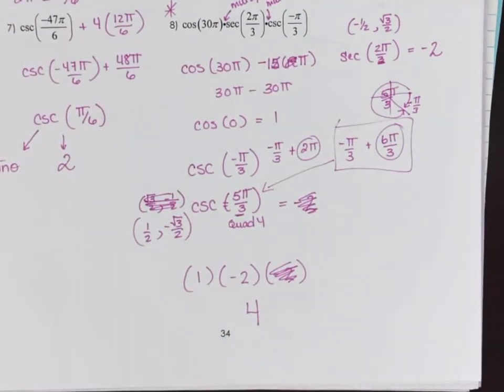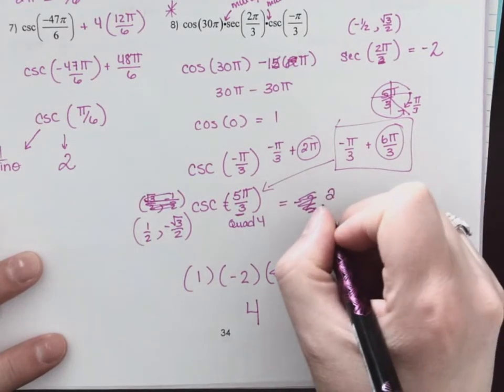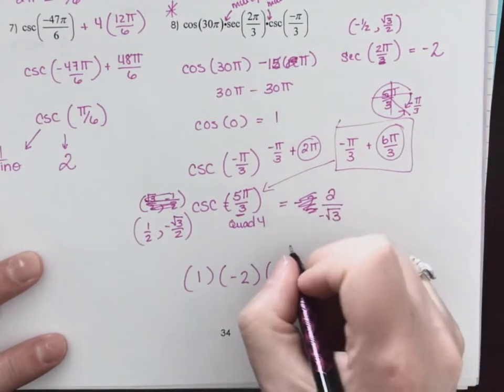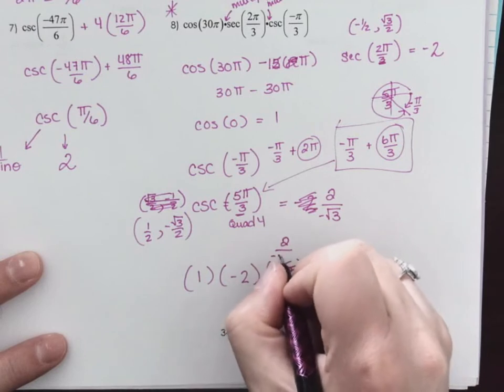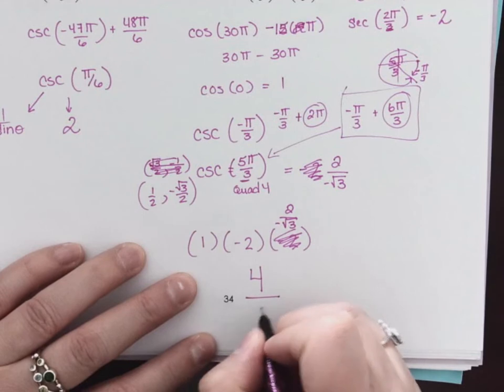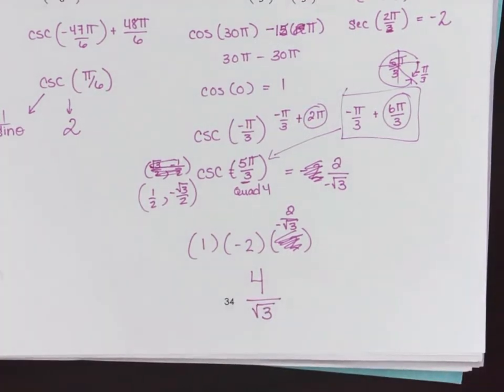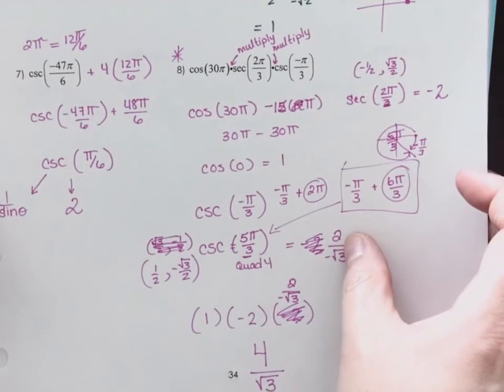And then reciprocal it. So it's going to be 2 over negative root 3. And so my answer is going to be a positive 4 over root 3. Is that better? Hold on. Yeah. Okay, thank you. I had it right in one place and then I screwed it up somewhere else. How does that happen? Thank you. Okay.